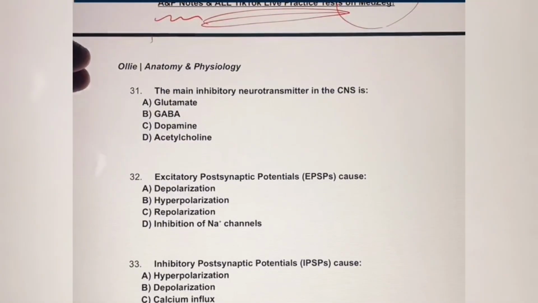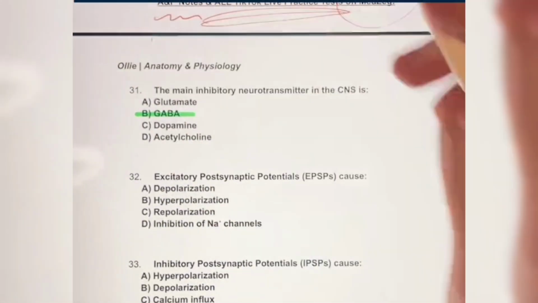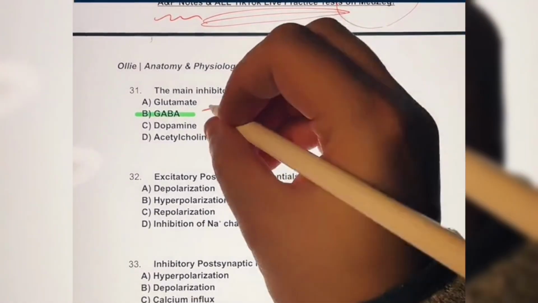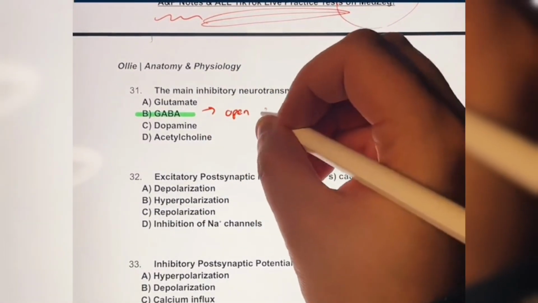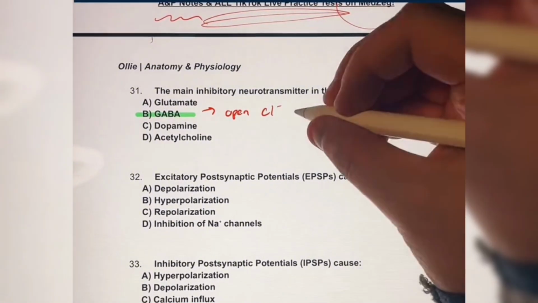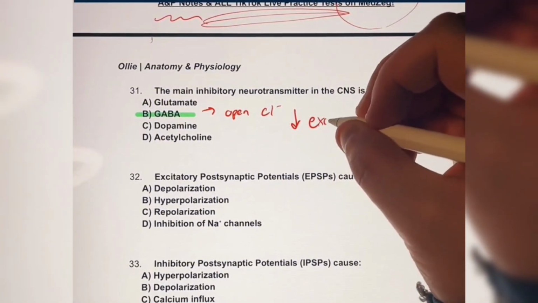But anyway, number 31, the answer is B. It's GABA. That's our gamma-aminobutyric acid. It is a primary inhibitory neurotransmitter. What that does is it opens the chloride channels, hyperpolarizing the neurons. That is going to reduce their excitability.